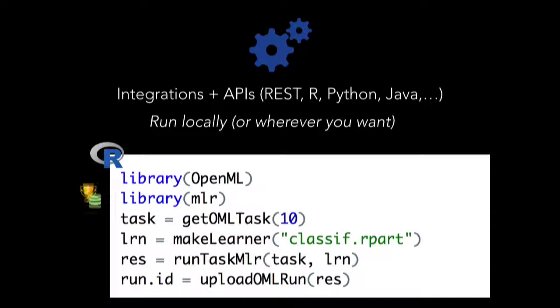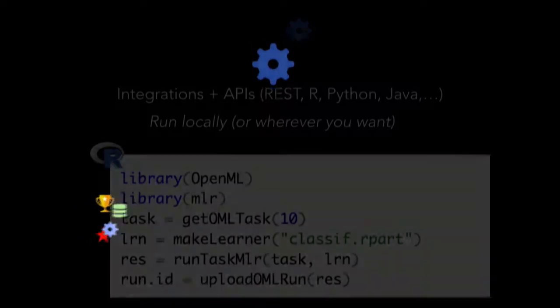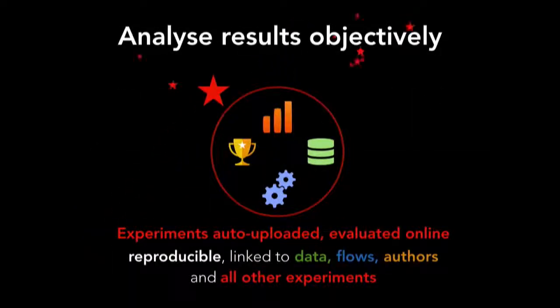First of all, we download a task from OpenML, and that includes also the data. Then you can use, for instance, the MLR library to build a classifier. You can then use runTaskMLR to run this learner on this task, and then you will get a model and results, and then you can upload it to the system.